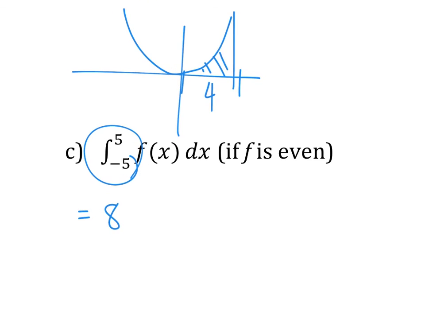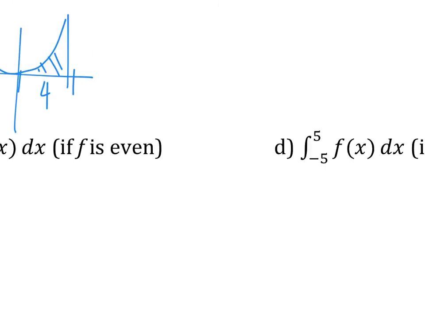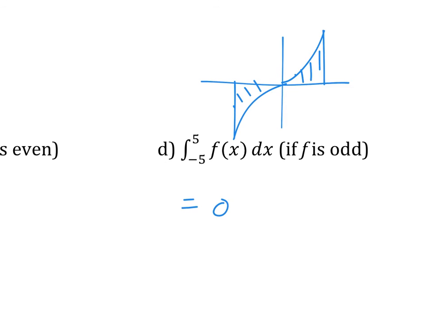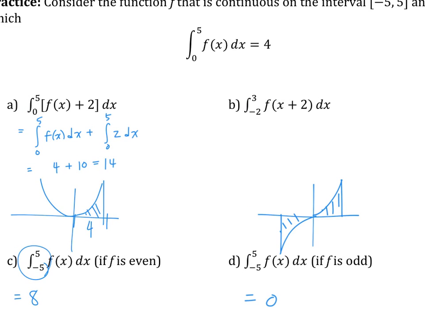If it was odd, it'd be 0, because your graph is going to look like this. This part is 4, and this part is going to be -4, so this is going to be 0. Okay. So 4 from the original problem.